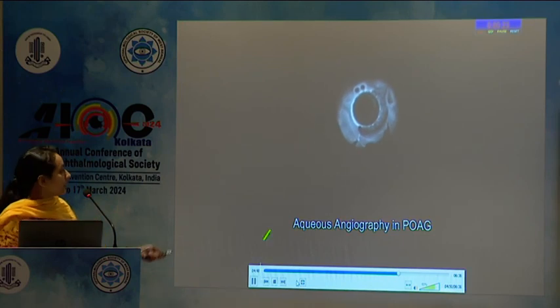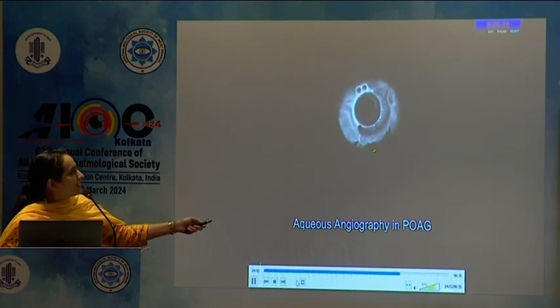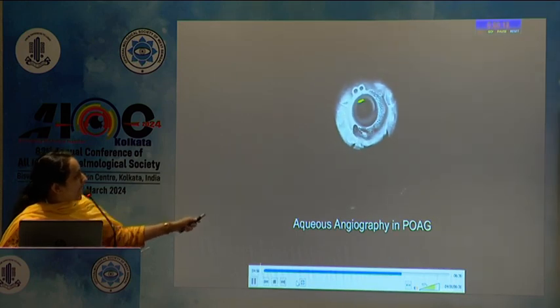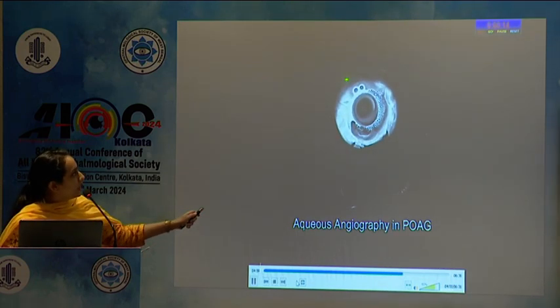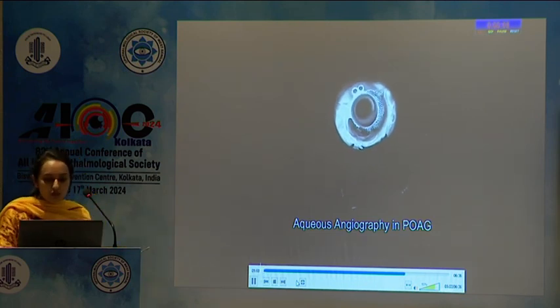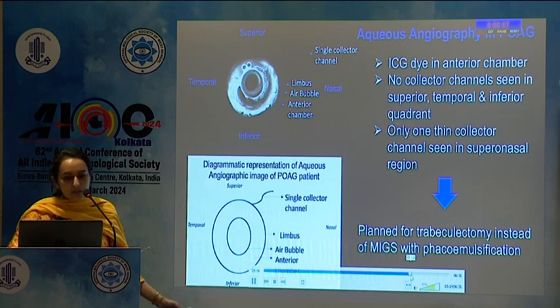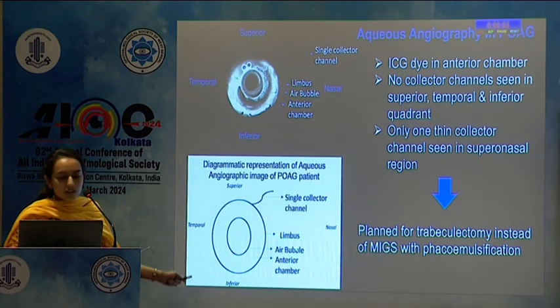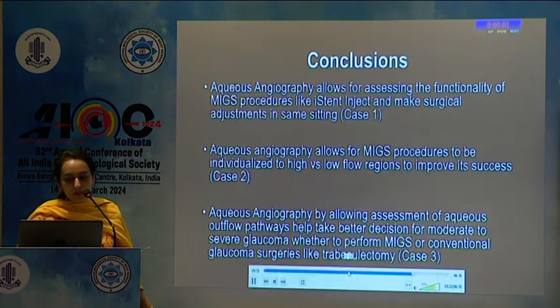Indocyanine green dye is injected into the anterior chamber, and enhancement of the anterior chamber is seen with an air bubble casting a black shadow in the center of the anterior chamber, which is an artifact. With a single collector channel outflow through trabecular meshwork, we planned the patient for trabeculectomy instead of MIGS with phacoemulsification.